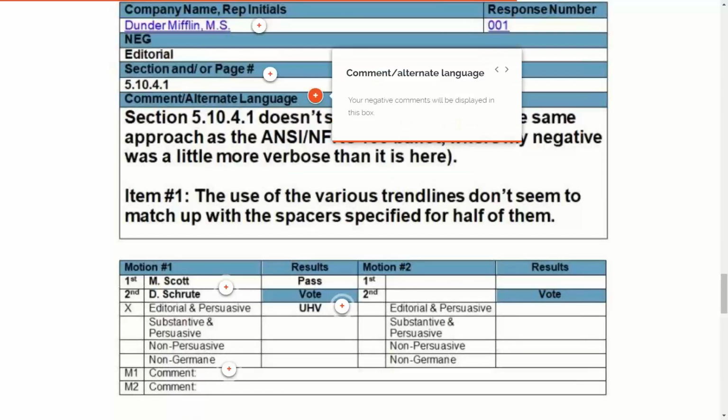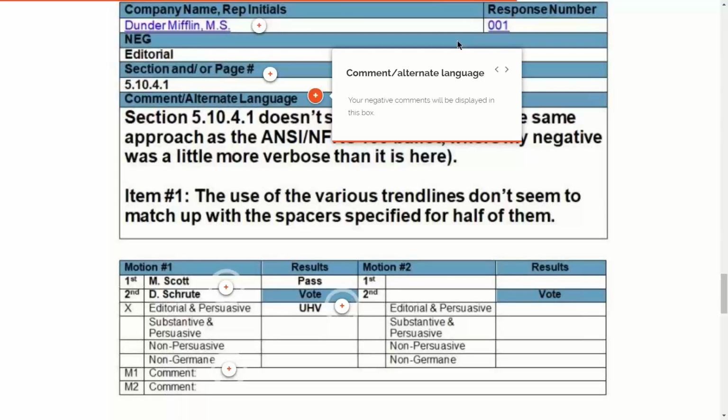Now, under the comments section here, these are the negative comments provided by the member, and these will be displayed to all participants. All the information I just described will be in the motion form prior to the meeting. So when you download the documents, you will actually see this information. Now, the next three parts are filled out during the meeting.